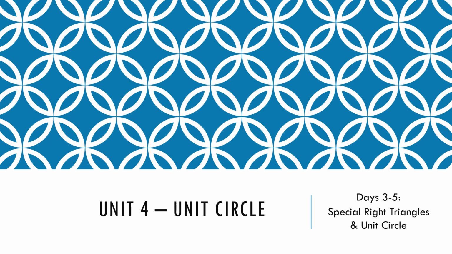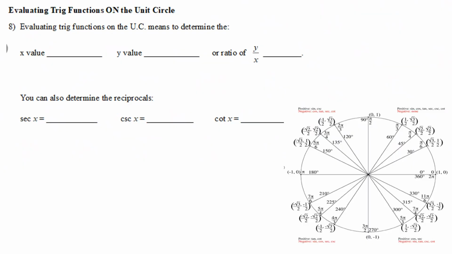Okay, in this last section of building the unit circle, we actually already have it built. So now we are going to evaluate for sine, cosine, and tangent ratios using the unit circle. So we have the entire unit circle here in the bottom right corner that we can reference, and we're just going to do a quick review.